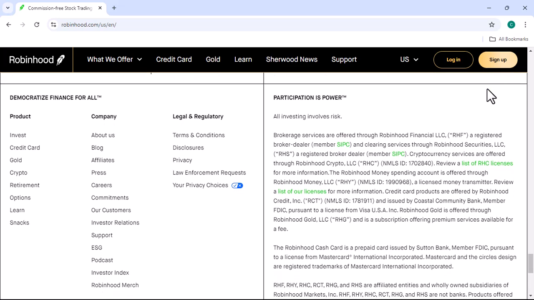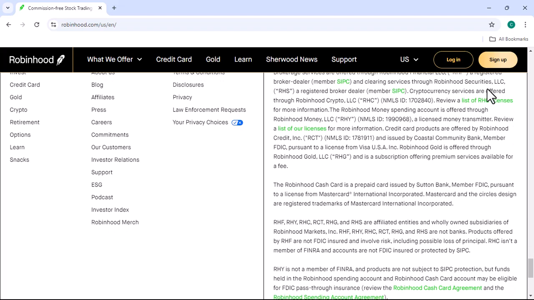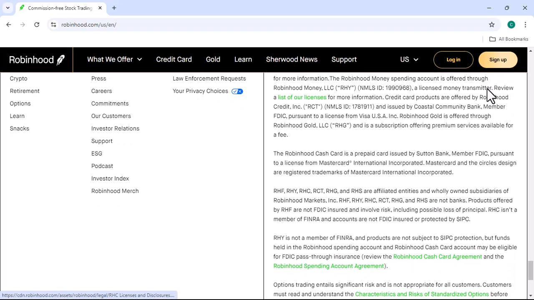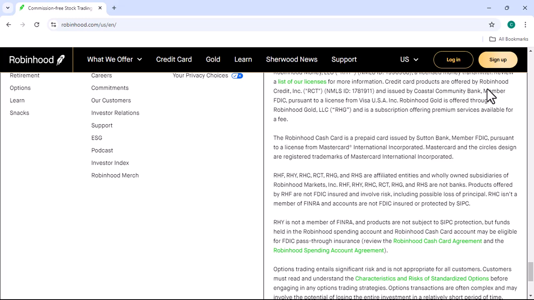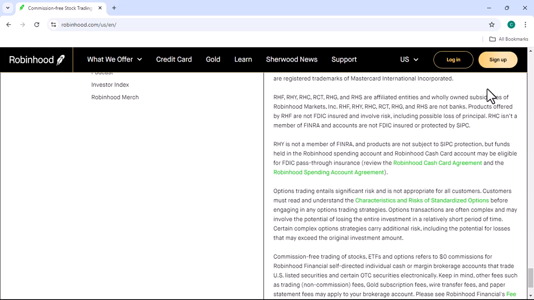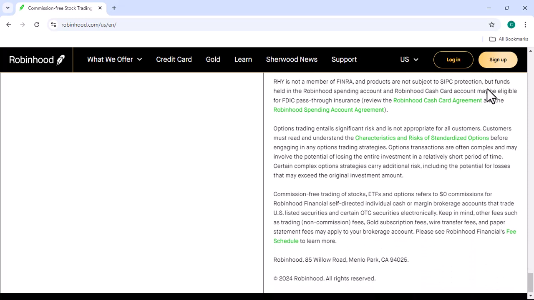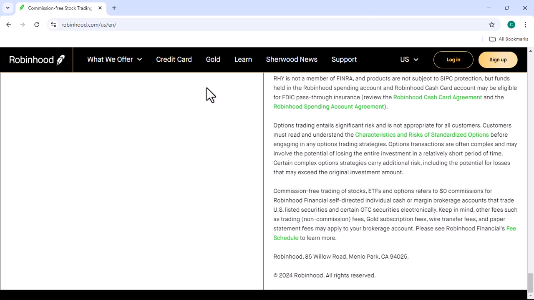Integrate your account. Follow the platform's instructions to connect your Robinhood account. This usually involves providing your API credentials. Configure your strategy. Input your chosen strategy into the platform's interface. Customize parameters, set stop loss and take profit levels, and define risk management rules.